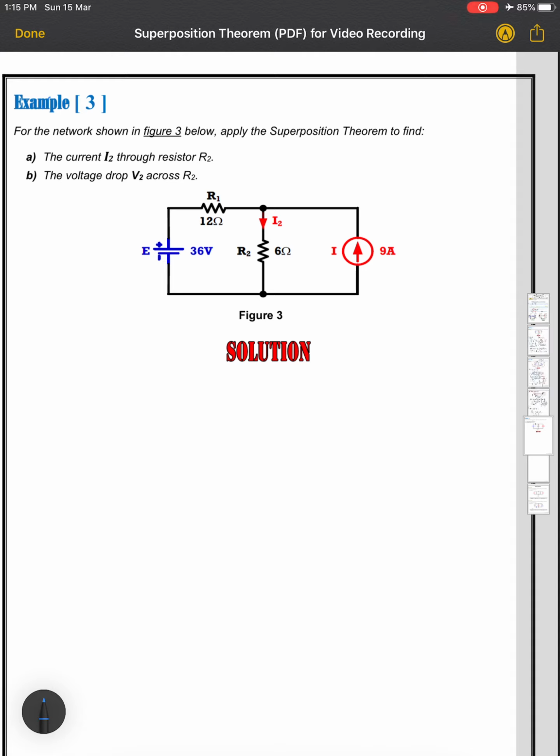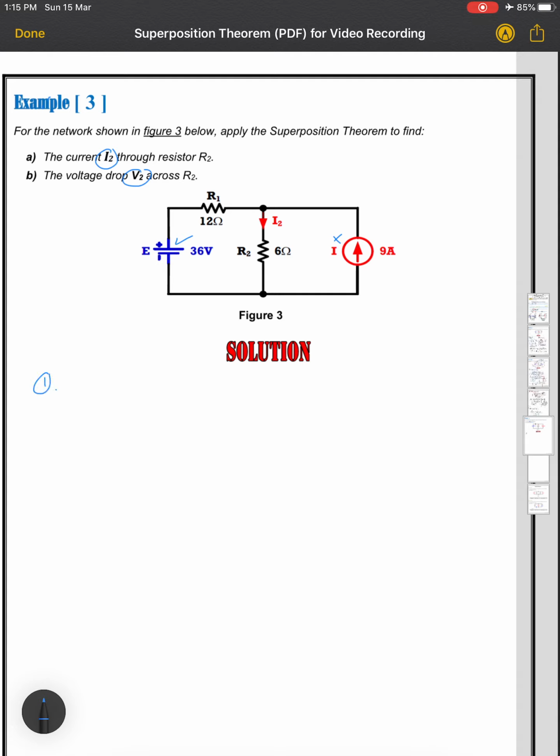Let's start this example. Example number 3. For the network shown in figure 3 below, apply the superposition theorem to find I2, which is the current through resistor R2, and the voltage drop V2, which is across R2. So again, in this circuit we have two sources. So I will keep this source and I will remove this source for the first time, then I will reverse.